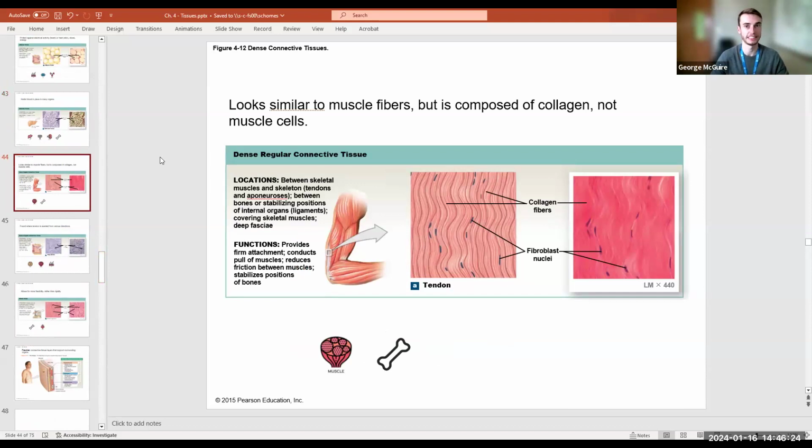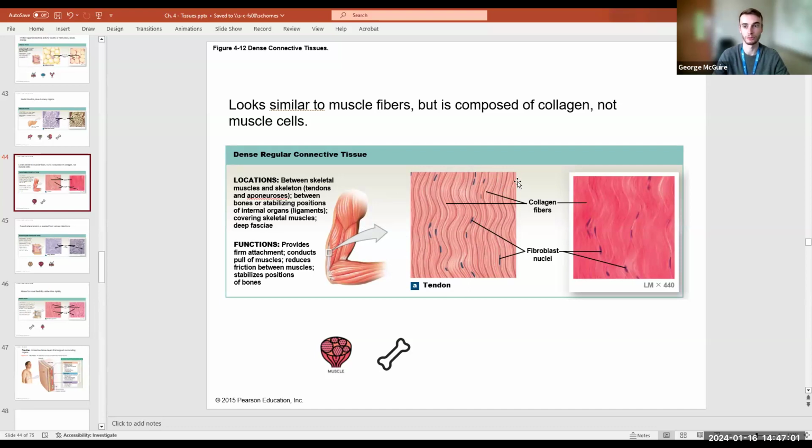These next few slides are going to be dense connective tissues. And as the name suggests, these tissues are all going to be much more densely compact with the structures within them, mainly with fibers. So we have dense regular connective tissue, which looks a lot like muscle. When we get to looking at muscle cells in a few slides, they're very long. They have striations like this, but these are collagen fibers. These are not long muscle cells in the way that you would find in a skeletal muscle. These are collagen fibers making up this dense connective tissue.